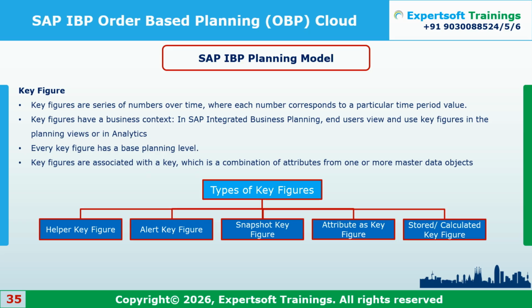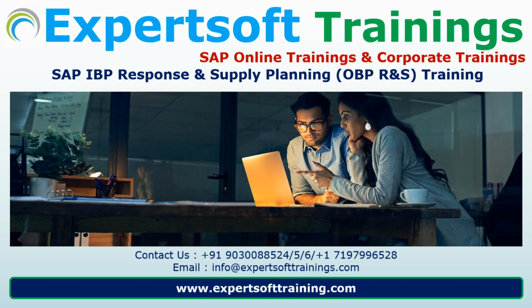So in IBP, at most how many snapshots can we define? I don't know, 11 or something. Raj, how many can we define? I don't remember. So 12. You can define snapshots for any key figure. That is the limit.